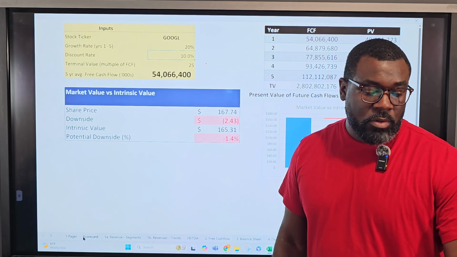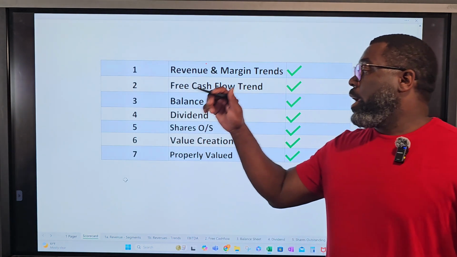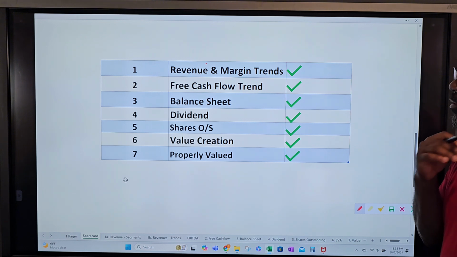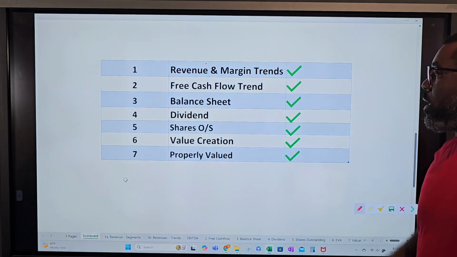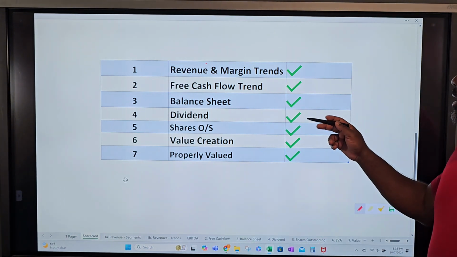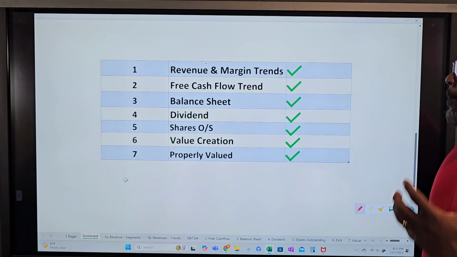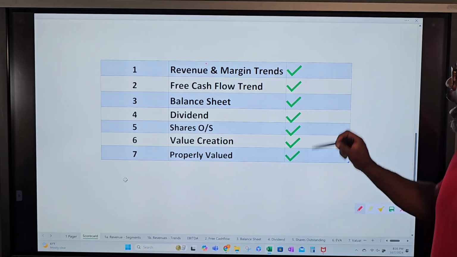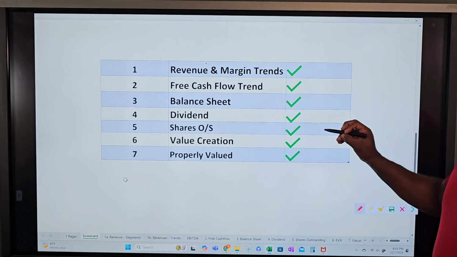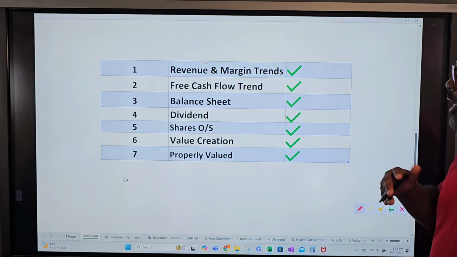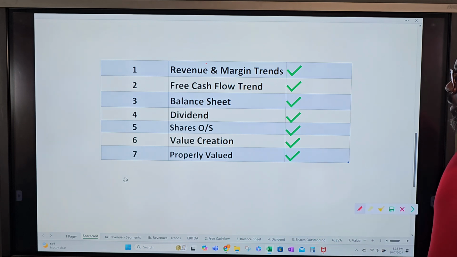So looking at the scorecard, everything's a green. They're in good position with their revenue growth, the free cash flow, the balance sheet. We saw where they have a great leverage position. The dividend policy, they're starting to pay a dividend. This is great for those who like to be in a long-term hold position. They are buying back shares, creating value at a little bit over 13% per year, on par with the industry. And I believe it's properly valued.